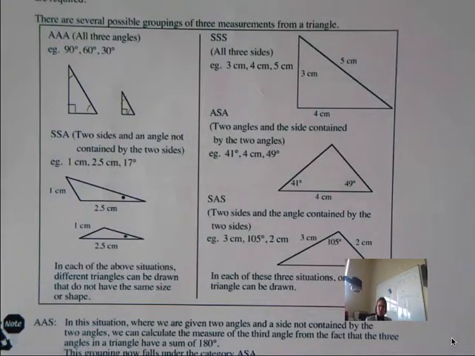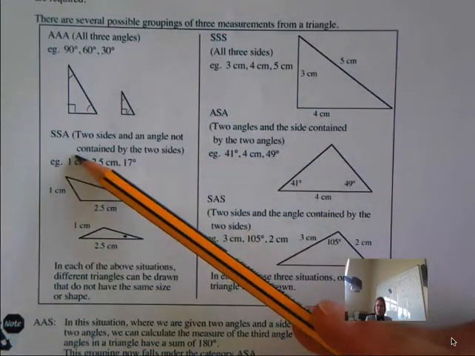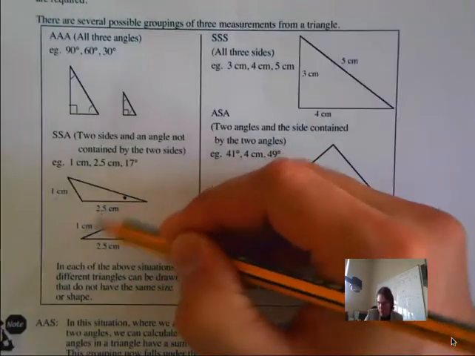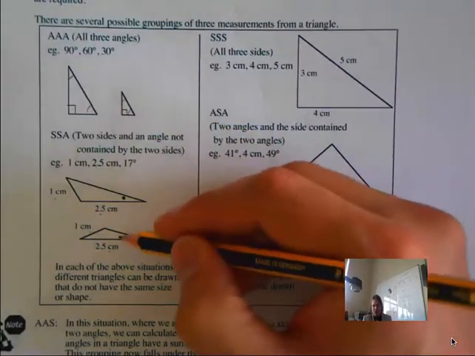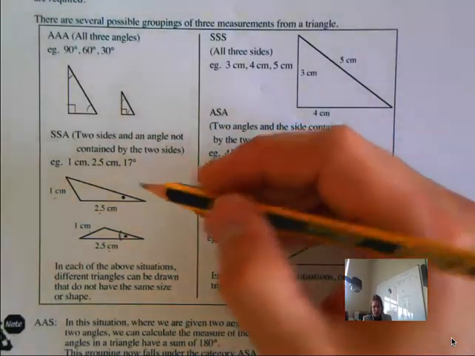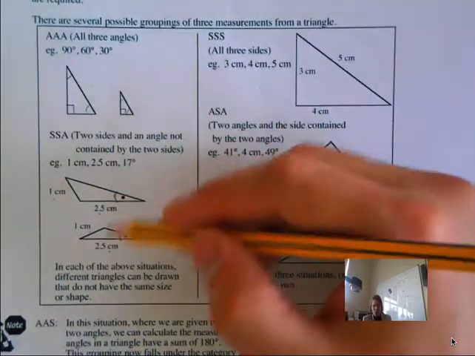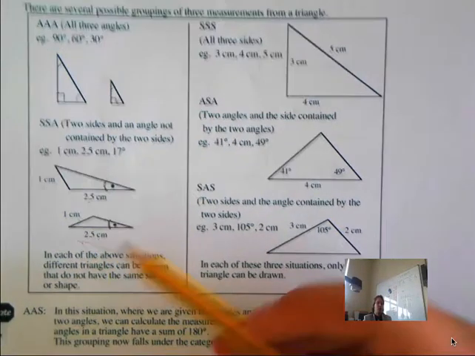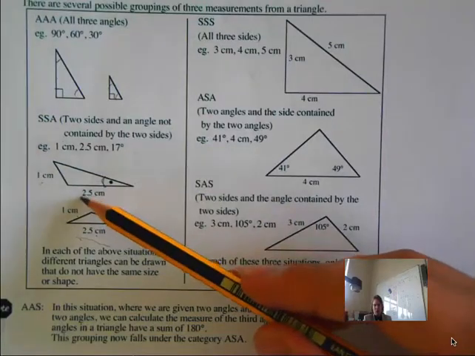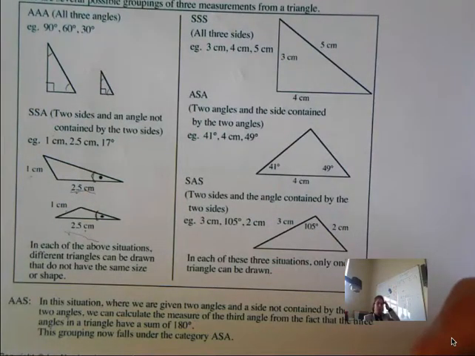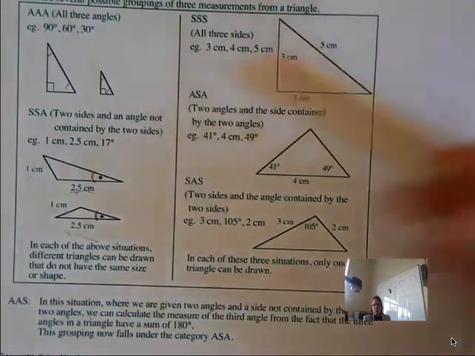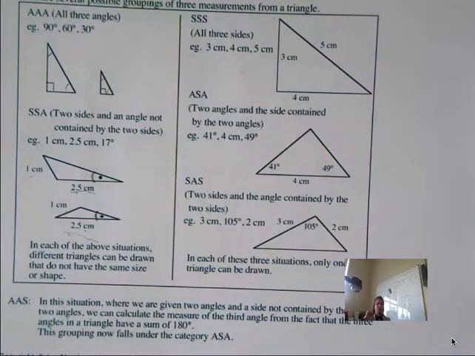Okay? The next one we're looking at is SSA, side-side-angle. Well, here's an example. We have 1 centimeter, 2.5 centimeters. 1 centimeter, 2.5 centimeters. And the angle right here is the same. But now one of them, the 2.5 centimeters, is your longest side. In a right angle triangle, that'd be your hypotenuse. And in the other one, the 2.5 centimeters is one of your legs. So right there, it shows a difference. So that is why side-side-angle cannot work.